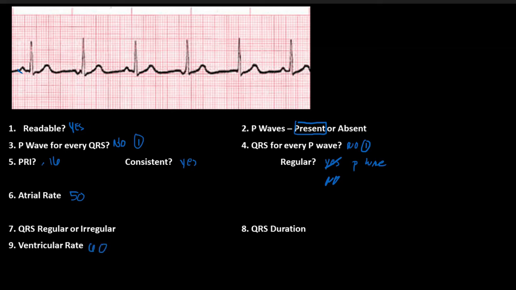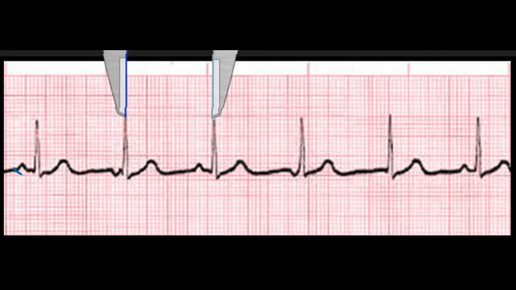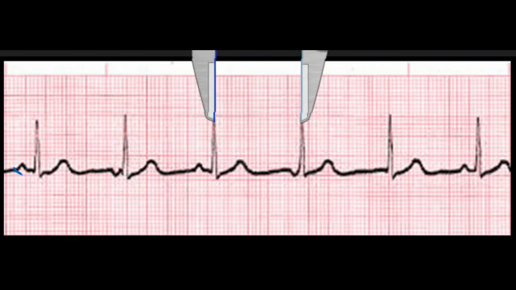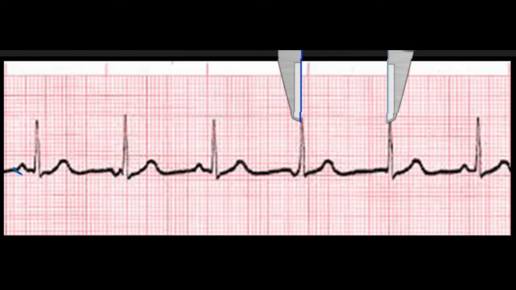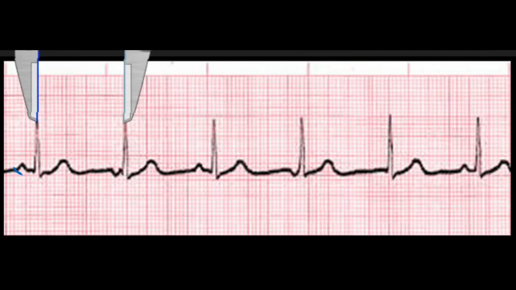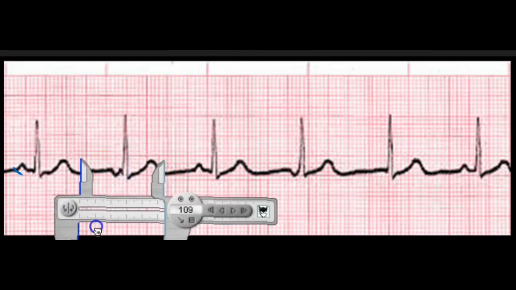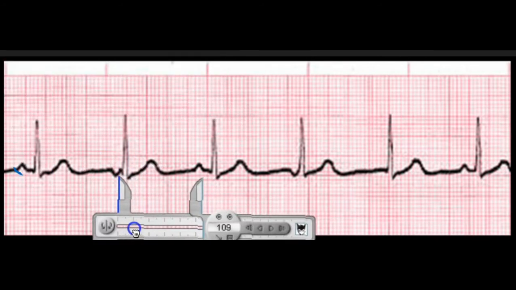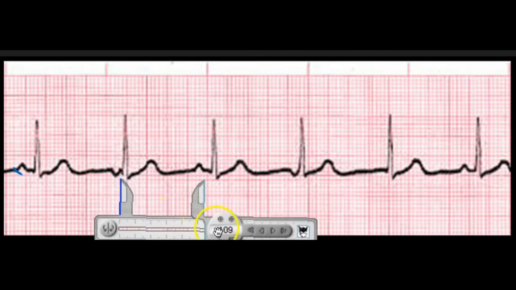And while we're in here, let's measure out some things here with our calipers. And if we move these down, yeah, hey, look, it is regular. So we have a QRS that is regular. Whoops, I'm sorry, wrong spot. So it is regular. And our QRS duration, just judging by this real quick, it looks like it's about 0.08.